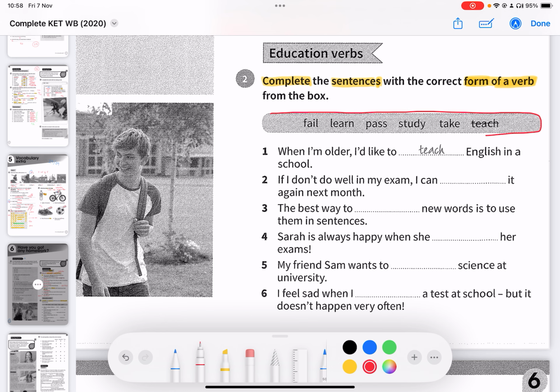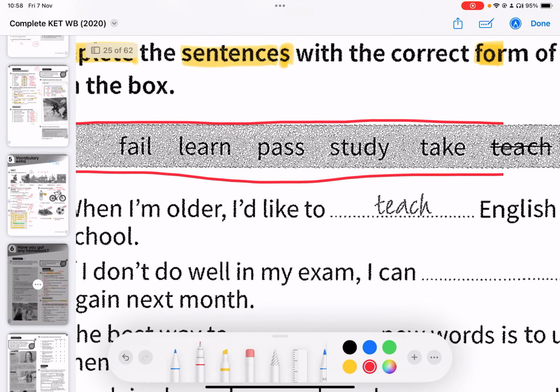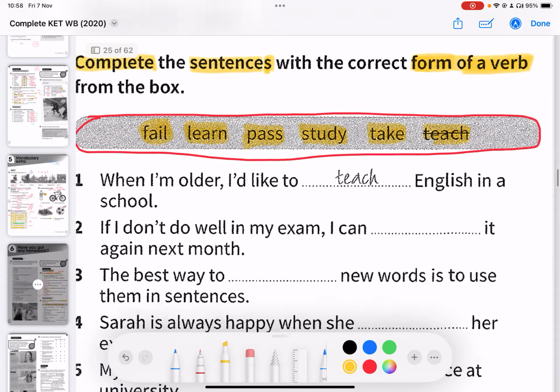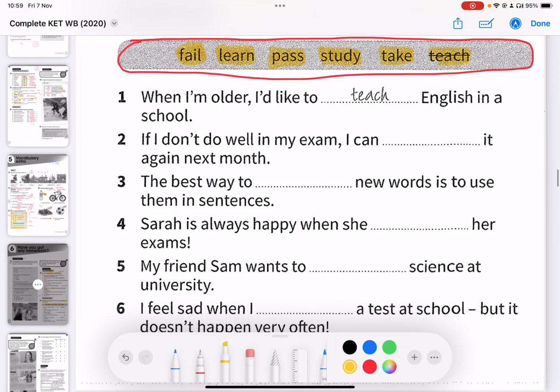Okay. Now, so first let's read all the verbs in the box. We've got, what is this verb? Yes, fail. This one, learn. This one, pass. This one, study. And take. And this one, teach. Good job. All right.